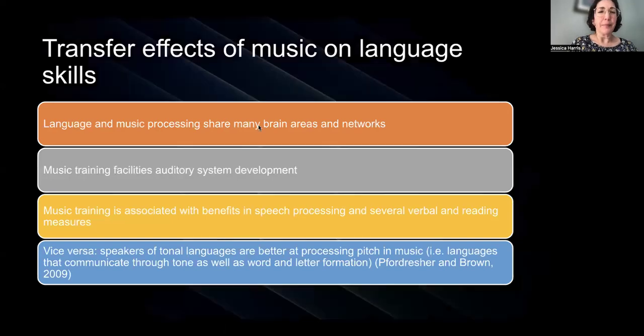Really interesting. So let's have a closer look at this transfer of effects of music on language skills. Language and music processing share many brain areas and networks. Music training facilitates auditory system development. Music training is associated with benefits in speech processing and several verbal and reading measures, and vice versa. So speakers of tonal languages are better at processing pitch in music, i.e. languages that communicate through tone as well as word and letter formation. So we're thinking about things like inflection when we're asking a question. And that is from Ford, Drescher and Brown in 2009.